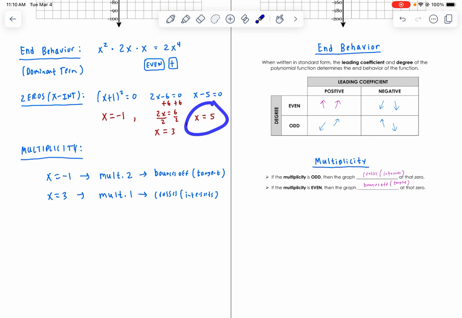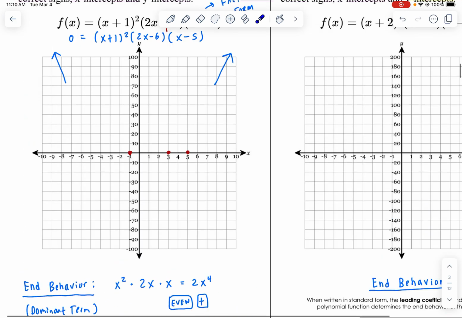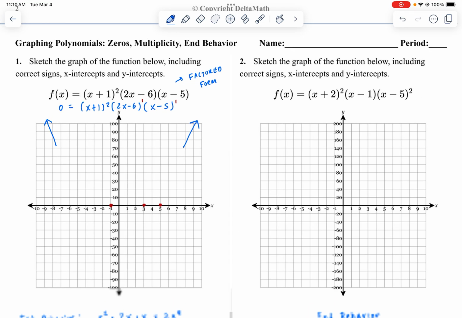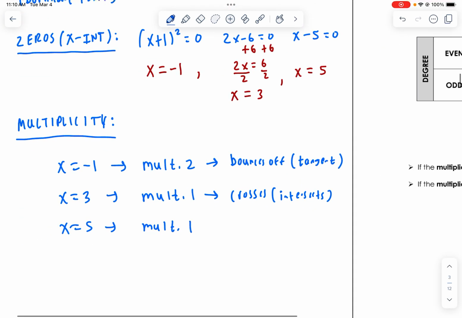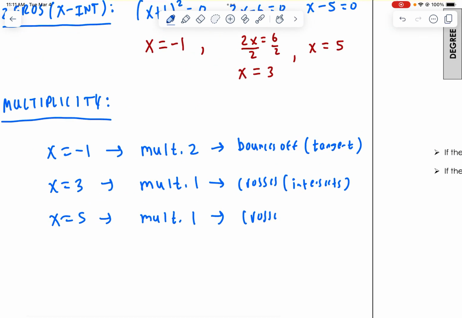And for the last 0, x equals +5. That is going to have a multiplicity, if we go back up, of 1. That term only comes out once. Once again, you have an exponent of 1 there. So here we have a multiplicity of 1 for that 0. This is an odd multiplicity. If we have an odd multiplicity, our graph will be crossing at that 0. It'll intersect at that 0. So it crosses or intersects.